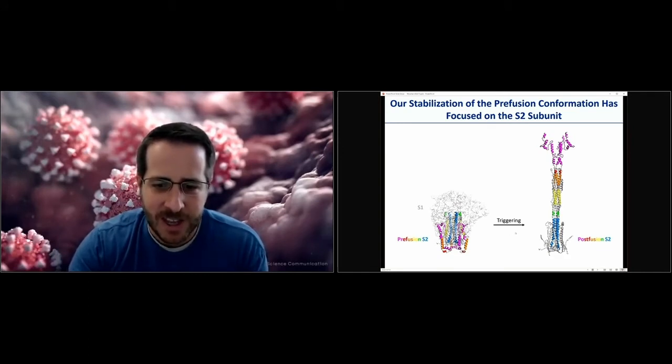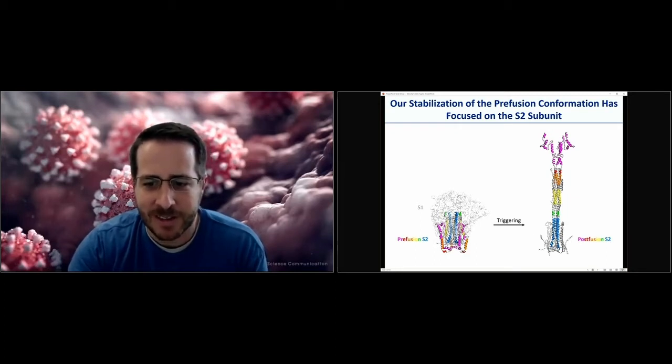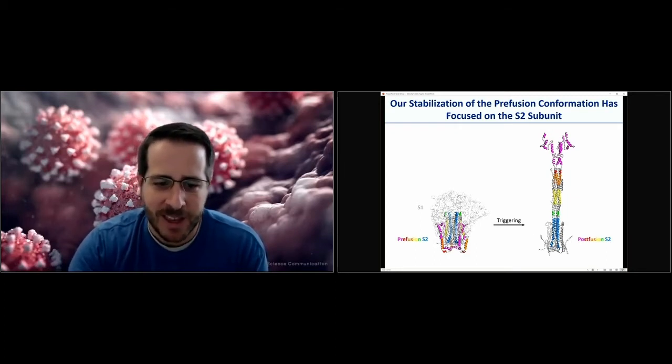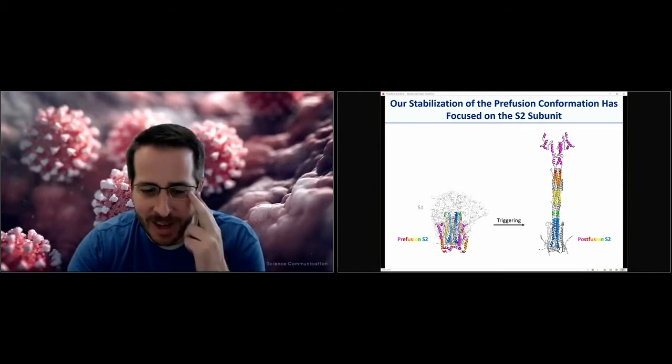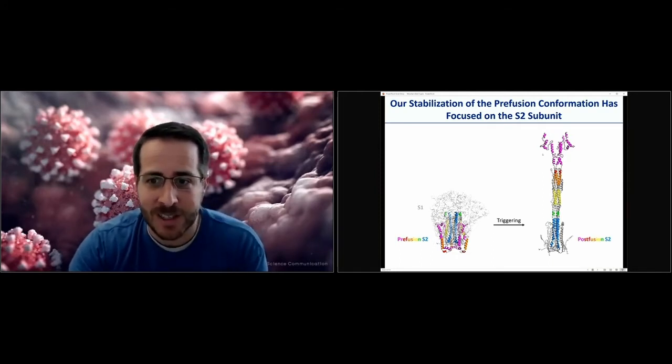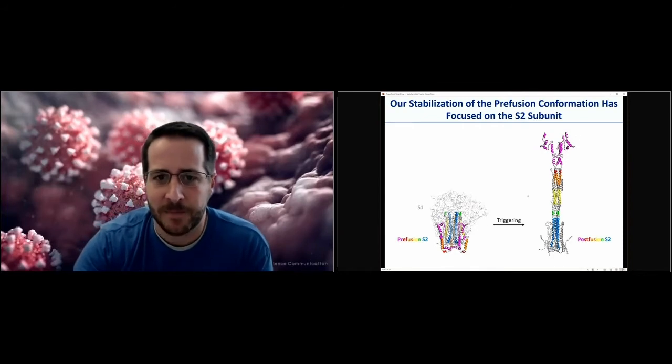Those roughly stay in the same conformation into the pre-hairpin and post-fusion conformation. Then you have all these elements of the first heptad repeat in green, yellow, orange, red. All of that polymerizes into a really long alpha helix on top of the central helix. And that shoots the fusion peptide in the adjacent region in magenta towards the host cell membrane.